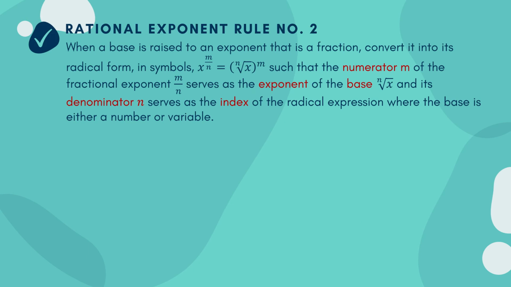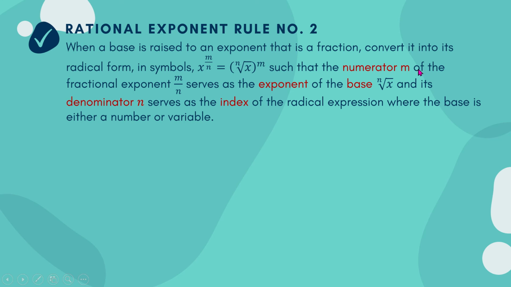The second rule on rational exponent. When a base is raised to an exponent that is a fraction, convert it into its radical form. In symbols, x exponent m over n is equivalent to, in parentheses, the nth root of x. So again, the base inside the radical symbol is the base x. Then our index is n since it is the denominator of the fractional exponent. And the numerator m is the exponent outside the parentheses.